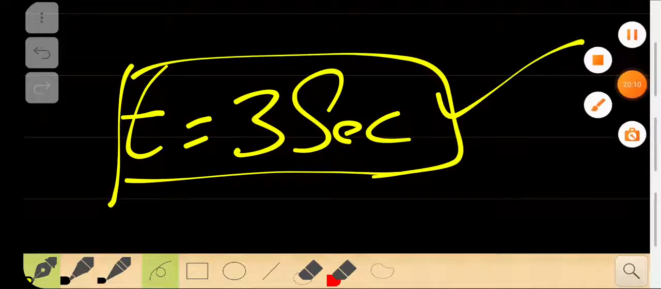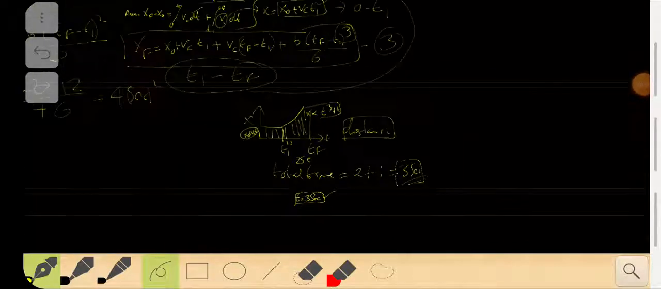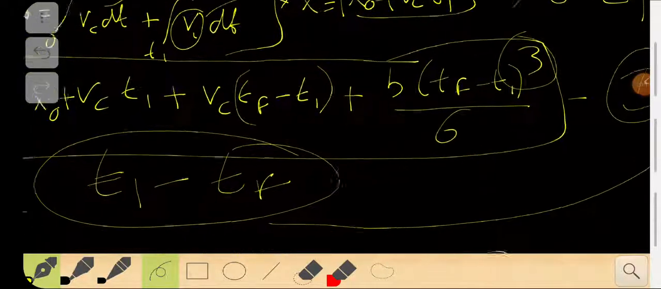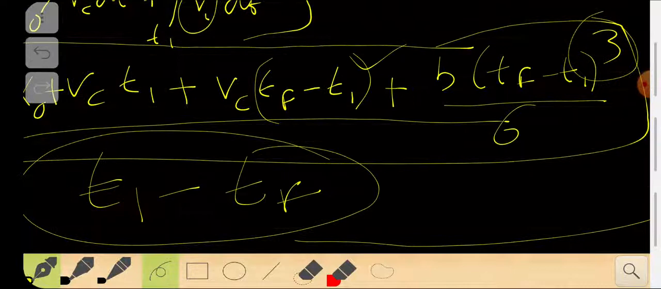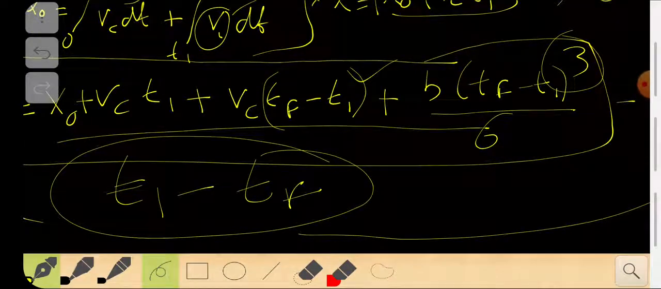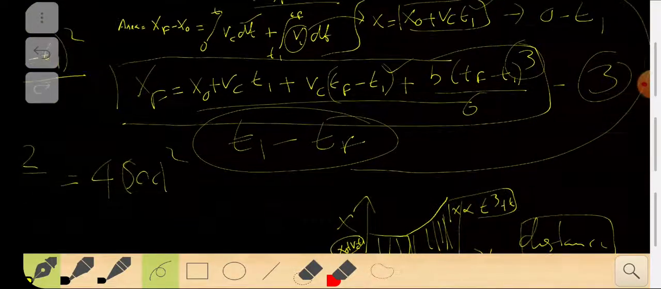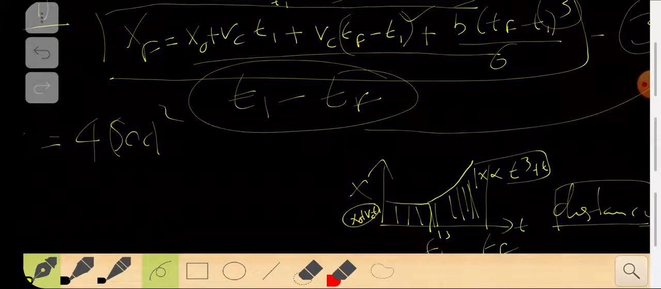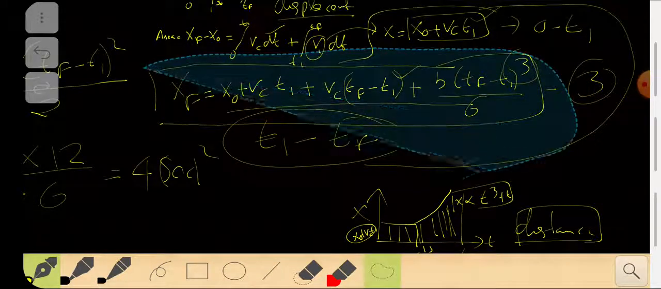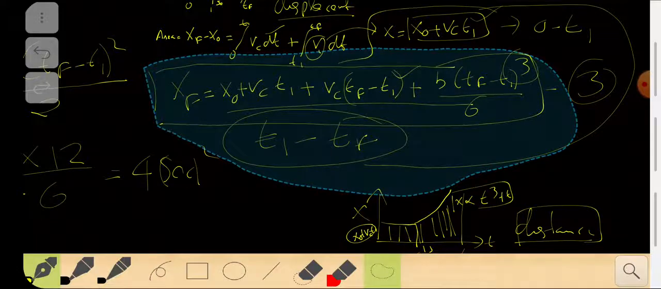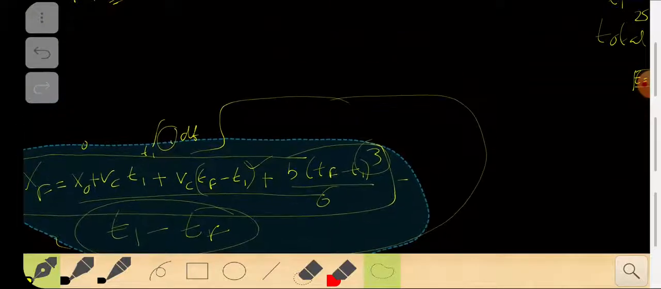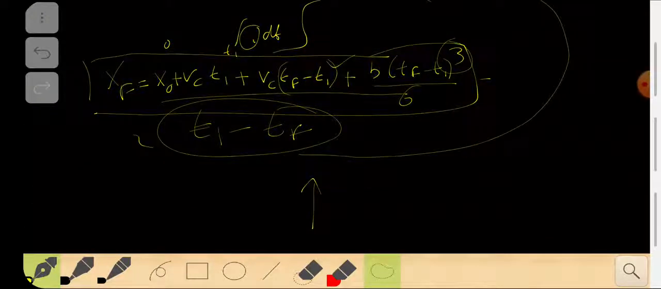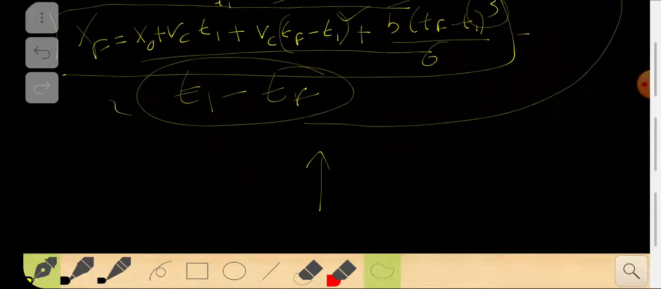Now we can go back to the position equation and substitute. We now know tf minus t1, t final minus t1, is 2 seconds. We can substitute that back into this equation. For that I'm going to crop this and move it around so that I get it someplace else. Okay, let it be there. Now that's the equation right there.